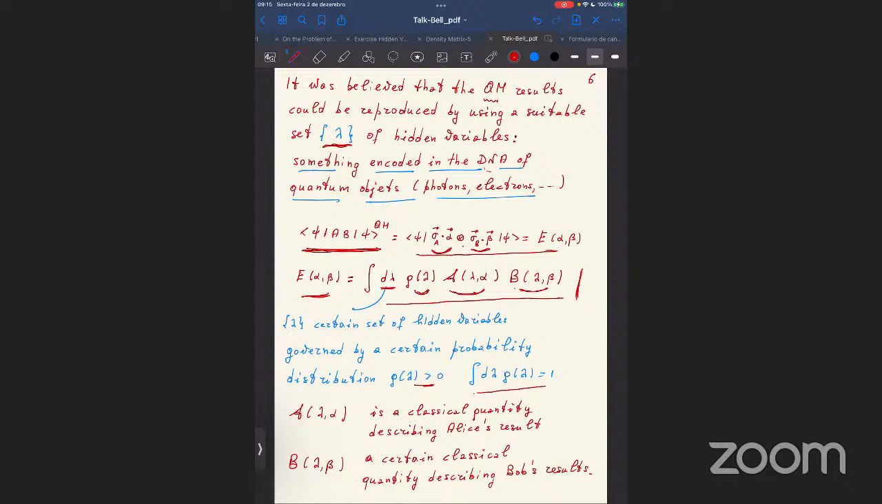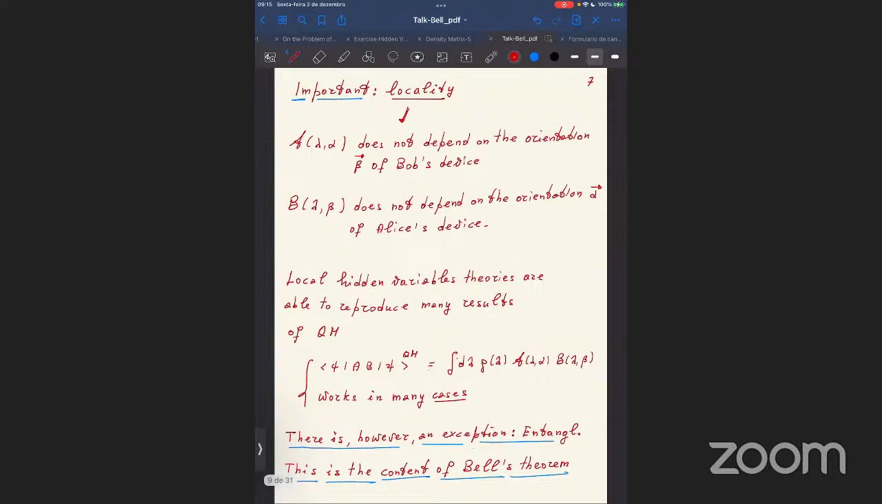One important point is the locality. The locality means that the quantity A(lambda, alpha) does not depend on the orientation beta of Bob's device and vice versa. So this quantity A depends only on the hidden variables and on the orientation of the device of Alice. And B depends only on the hidden variables and the orientation of the device of Bob. And indeed, it is very amusing. You can find a lot of examples, even in the original papers of Bell. He always started by showing that there are many, many examples in which you can really reproduce the result of quantum mechanics by using local hidden variable theories.